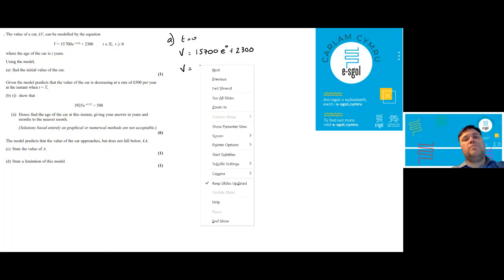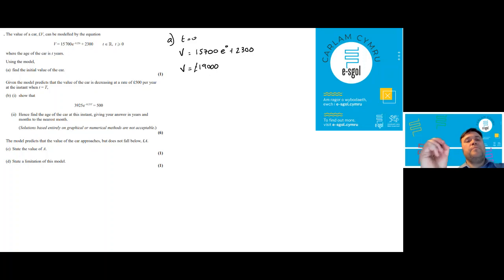So the value is 15,700 times e to the power of 0, plus 2,300. Well, anything to the power of 0 is equal to 1. So the value is going to be 19,000 pounds. So that's the initial value of the car. That's part A done.